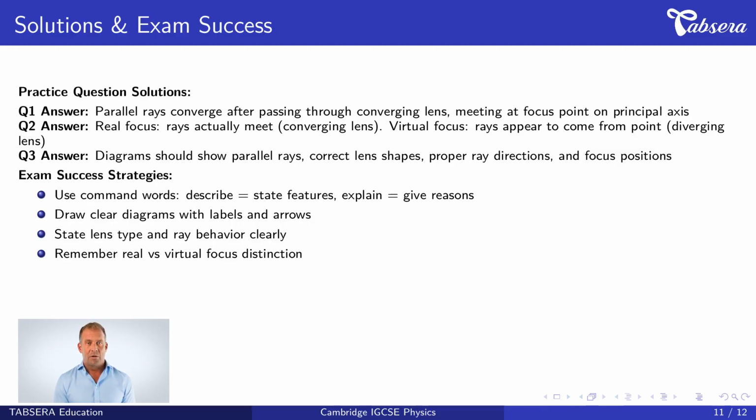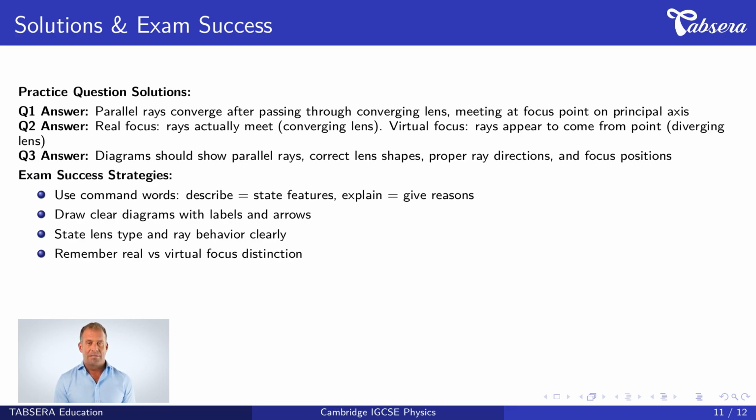For question 2, we distinguish between focus types. Real focus occurs when rays actually meet at a point, which happens with converging lenses. Virtual focus occurs when rays appear to come from a point but don't actually meet there, which happens with diverging lenses. For question 3, accurate diagrams should show parallel rays entering the lens, correct lens shapes, convex for converging, concave for diverging, proper ray directions after the lens, and correct focus positions.